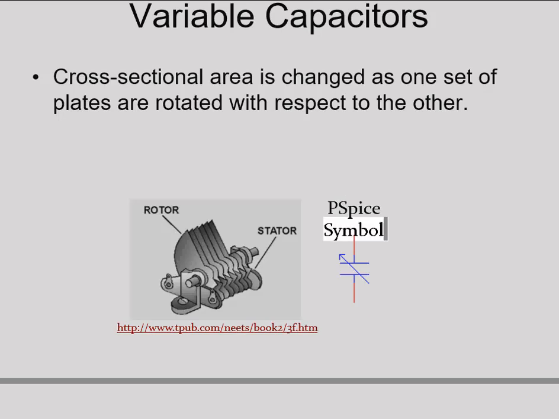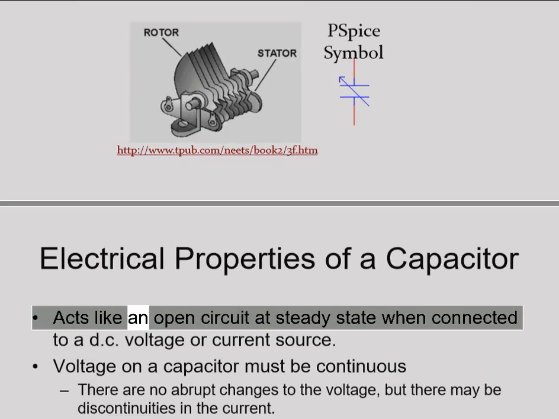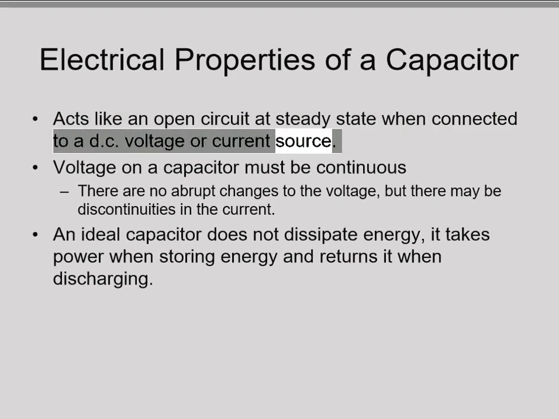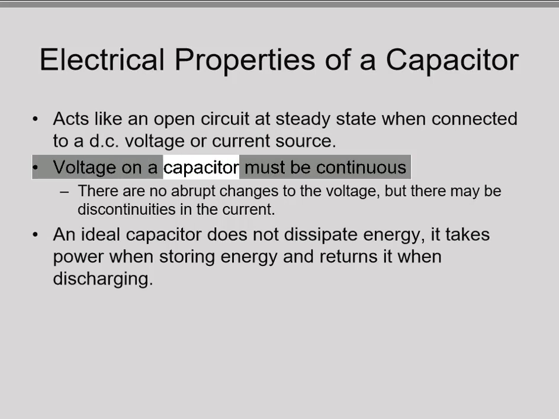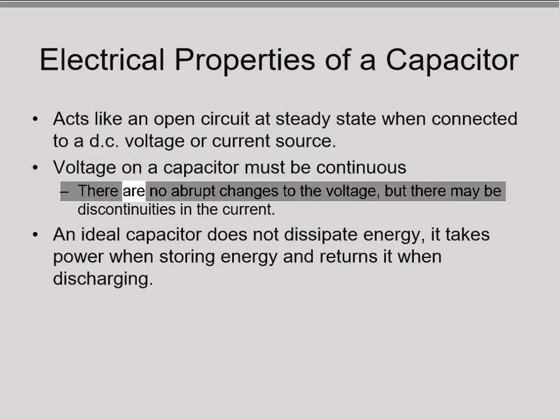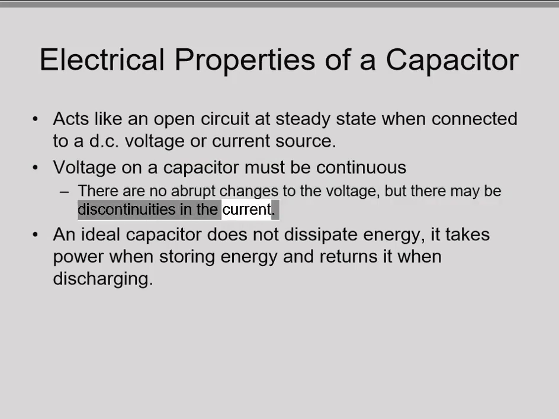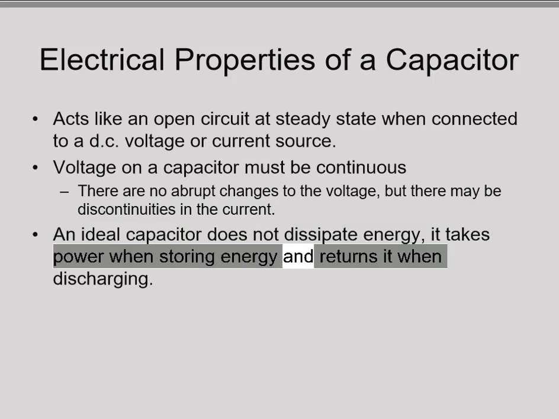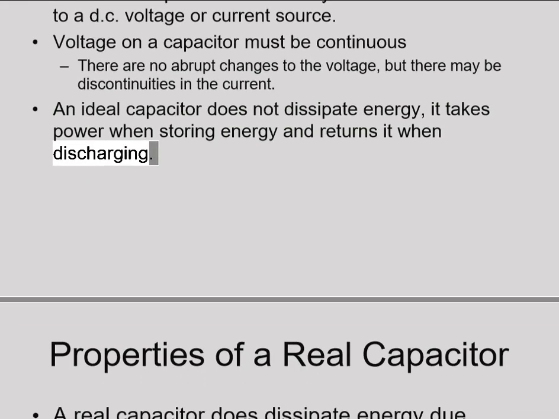PSPICE symbol. Electrical properties of a capacitor. Acts like an open circuit at steady state when connected to a DC voltage or current source. Voltage on a capacitor must be continuous. There are no abrupt changes to the voltage, but there may be discontinuities in the current. An ideal capacitor does not dissipate energy. It takes power when storing energy and returns it when discharging.